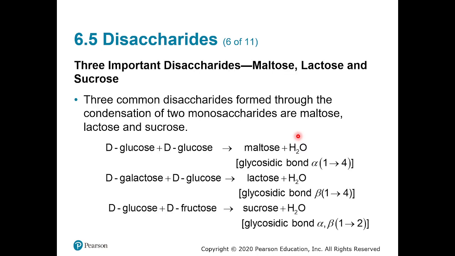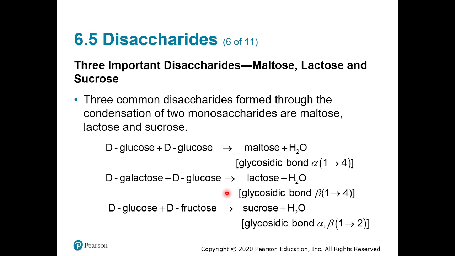So let's talk about a few important disaccharides. We have maltose, lactose, sucrose. So these are 3 of the most common disaccharides here. Right here we have our glucose reacting with another D-glucose. That's going to give us our maltose. We lose water, and the glycosidic bond is an alpha 1,4. Okay. Here we have D-galactose with D-glucose. That gives us our lactose, like in milk. And then again we lose water because it's a dehydration reaction. And this is going to be our glycosidic bond again, and it's going to be a beta 1,4.